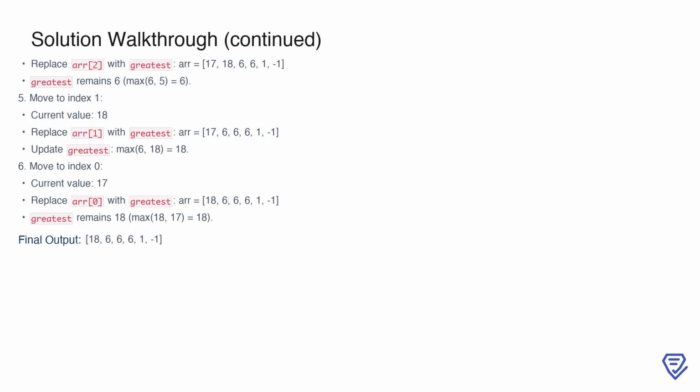Finally, at index 0, the value is 17. Replacing it with the current greatest updates the array to 18, 6, 6, 6, 1, -1.